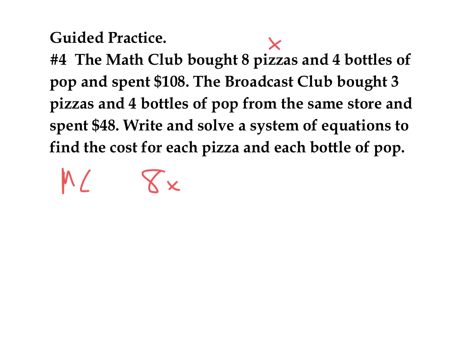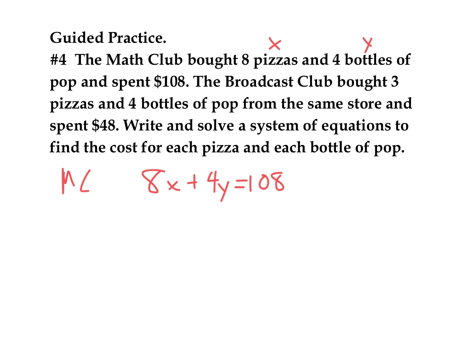So we're going to say the pizzas is x and the bottles of pop is y. You could use P and B or something like that. It doesn't matter. I'm going to use x and y as long as you know what they represent. So 8x plus 4y equals 108. Right? So 8 times however much a pizza costs plus 4 times however much a bottle of pop costs. That's what we're trying to find out. How much are those x and y?